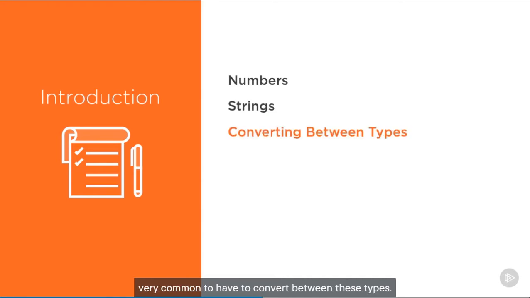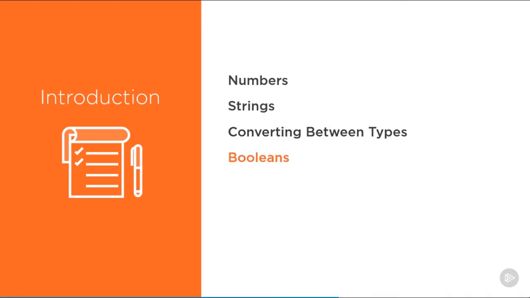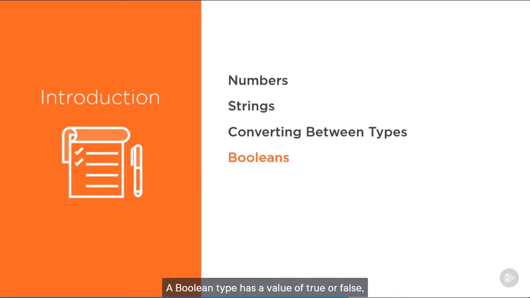And it's very common to have to convert between these types. Sometimes we'll have a number and we want to treat it as a string. Or sometimes we'll have a string, which could be something entered by a user or something downloaded off the internet, and we'll want to convert that into numbers. So we'll see how to do this. Next, we'll take a look at Booleans. A Boolean type has a value of true or false, and we'll see how to work with these.